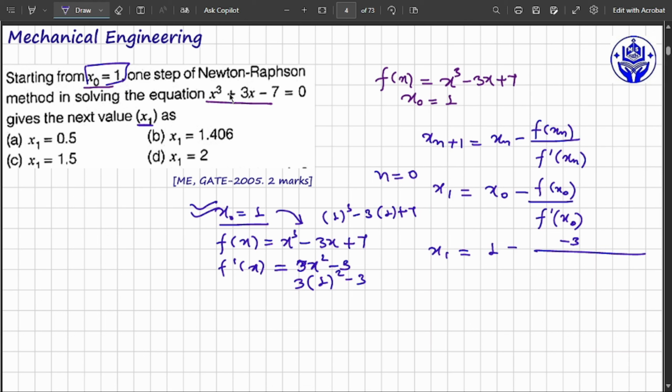Sorry for that, I am writing it as minus. It is plus. That's why it is minus 3 and it is plus 6, because it will be 0. So x1 is equals to 1 plus basically 1 by 2, then x1 is equals to 3 by 2, that is nothing but 1.5. So C is the correct answer.